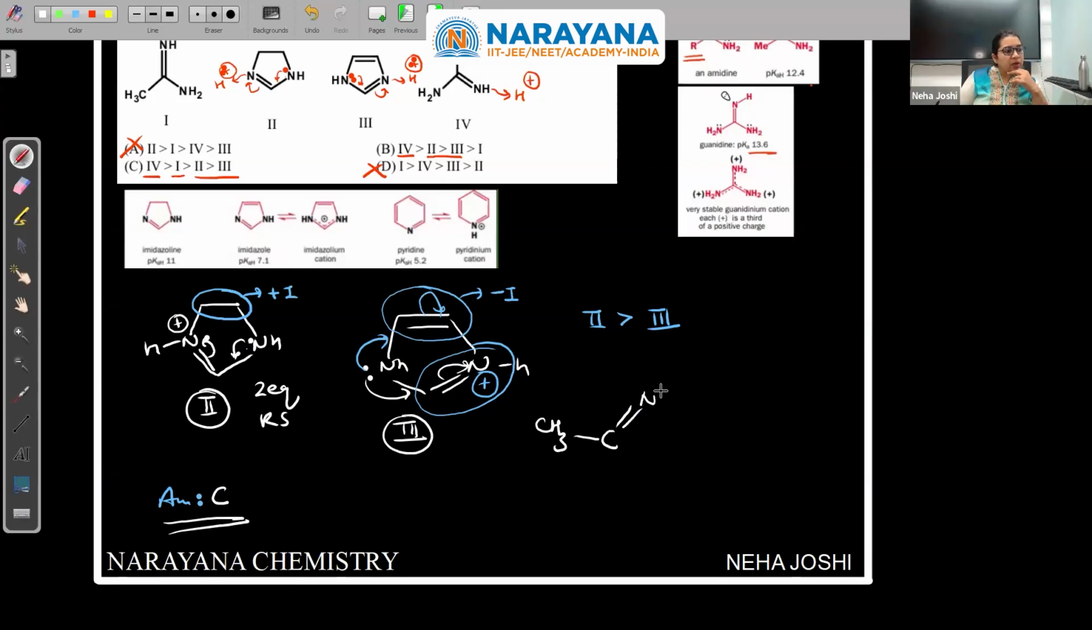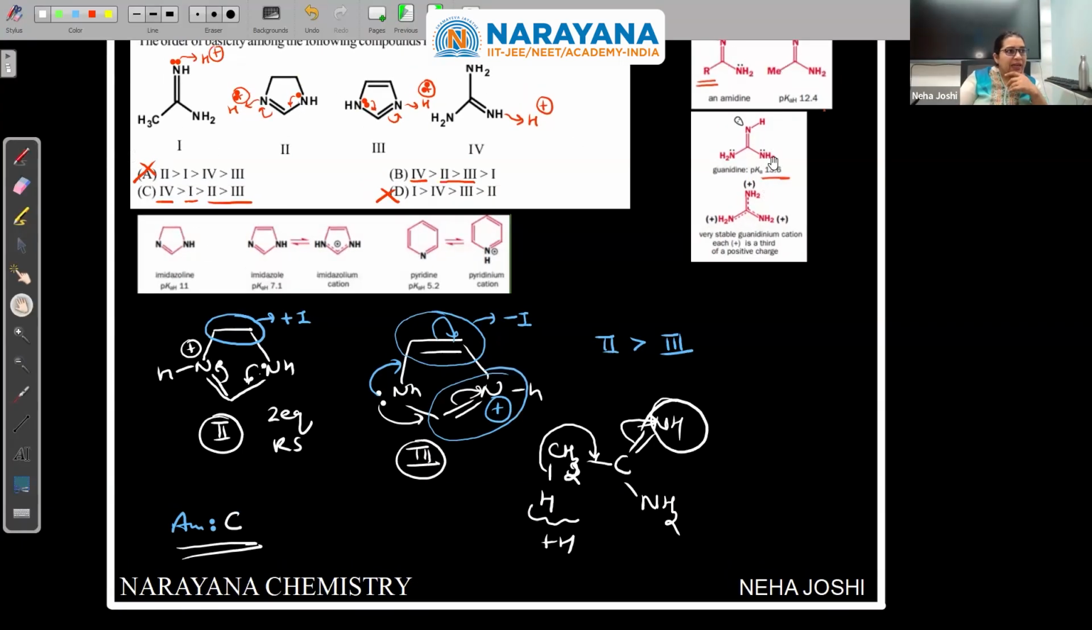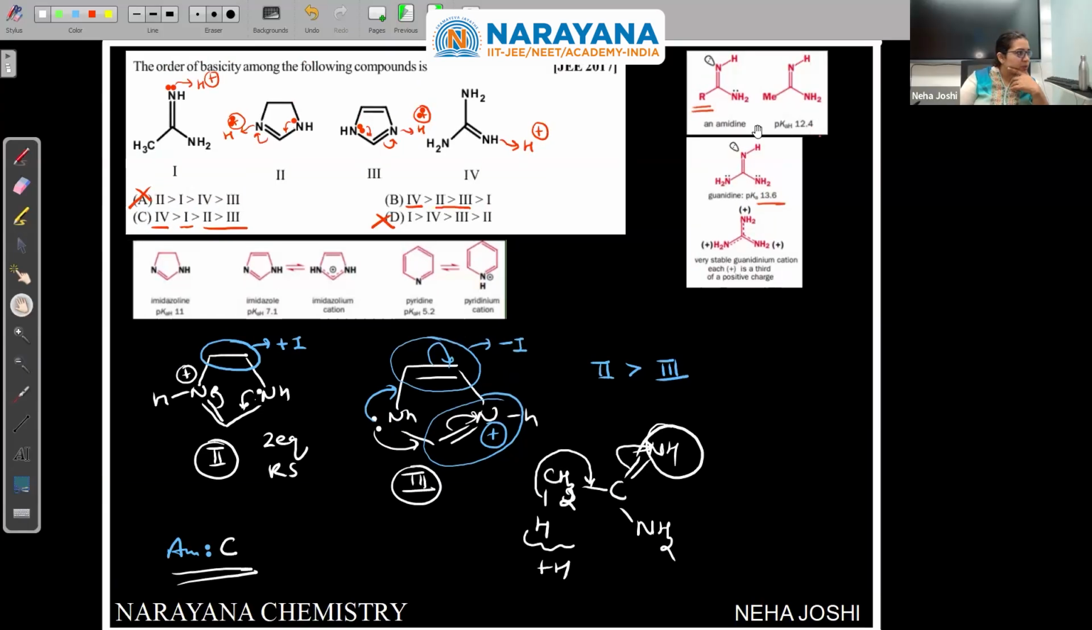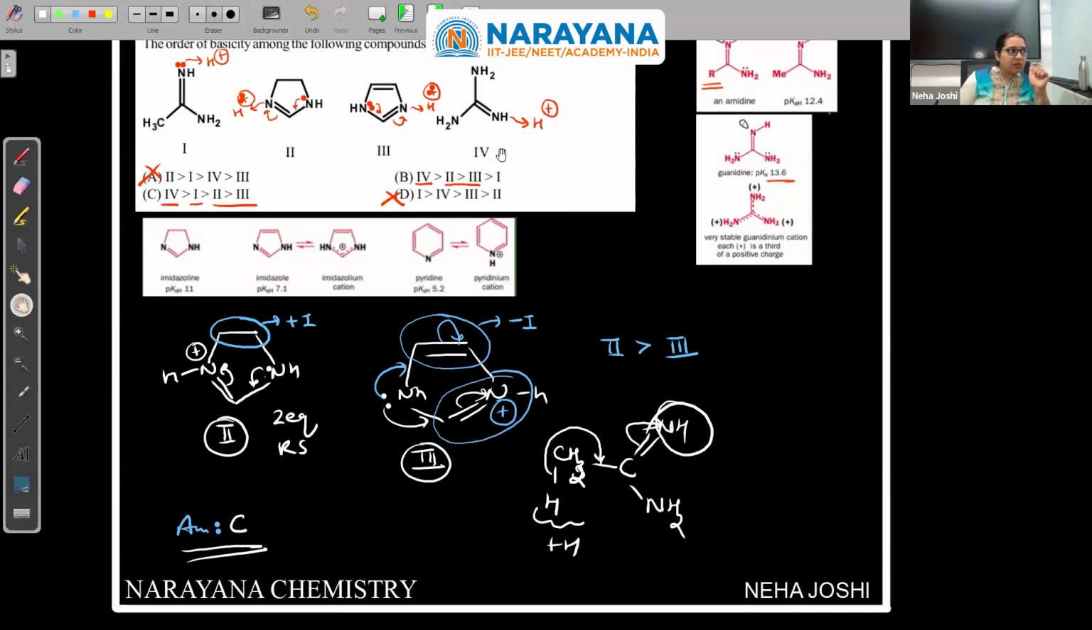CH3C double bond NH NH2, this CH3 located here will also have an impact of this type of plus H, thereby stabilizing this conjugate acid by its plus H. I don't see any such support here, right? So I'll say amidine is to be stronger and my data will support. Amidine is 12.4 and this is 11. Yes, it supports. So answer has to be C. Is that clear how I concluded? Right? Amidine is the best.